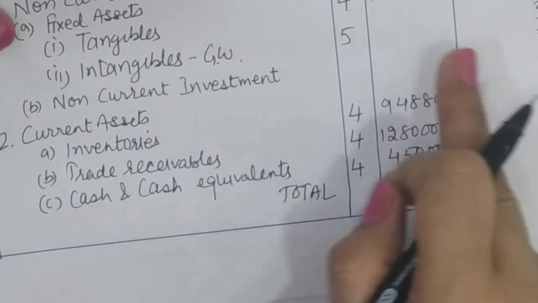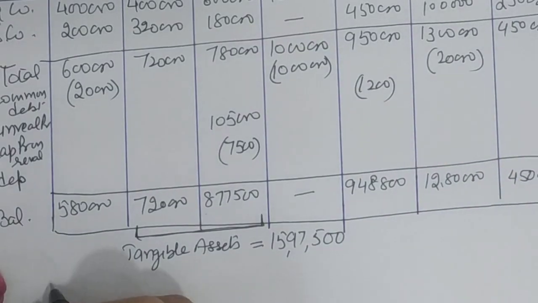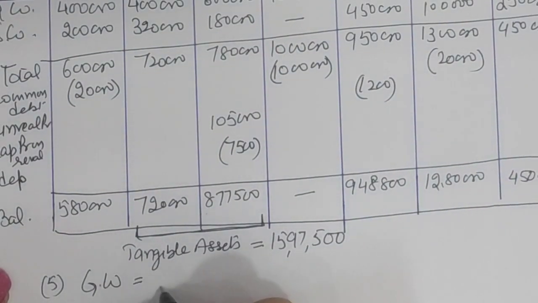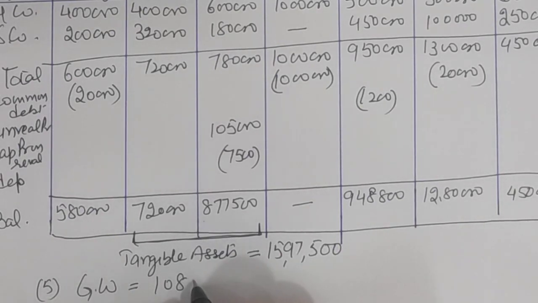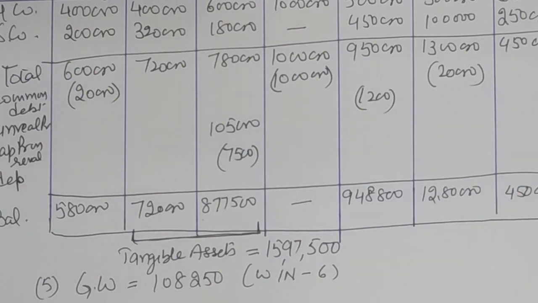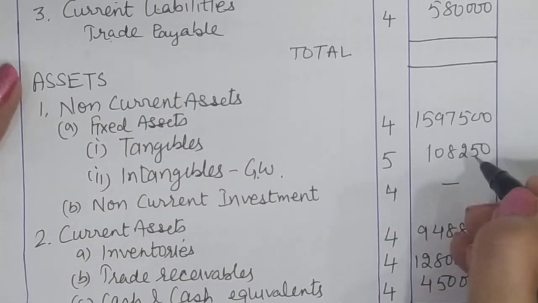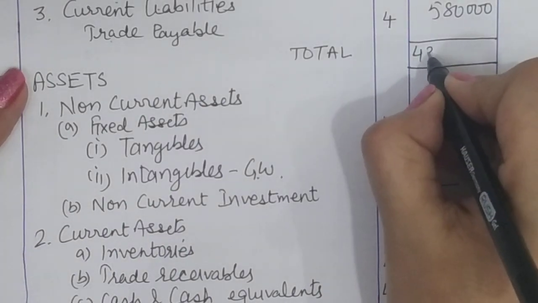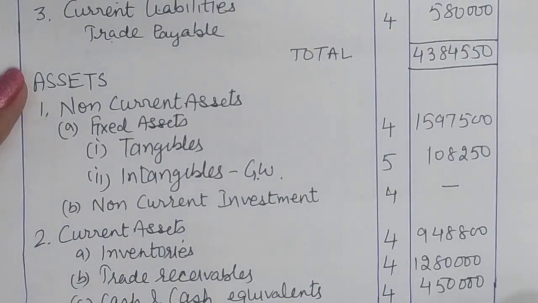Now goodwill, intangibles, which is through the last working note. Goodwill, we have calculated the amount of goodwill, so we just need to record it here. 1,08,250, and we can write working note number 6. This is what we have done. So 1,08,250 here. Total up the liabilities and assets. So that completes your balance sheet.